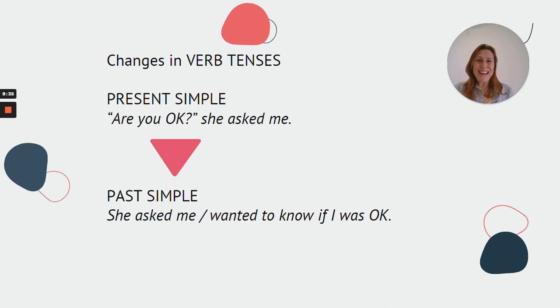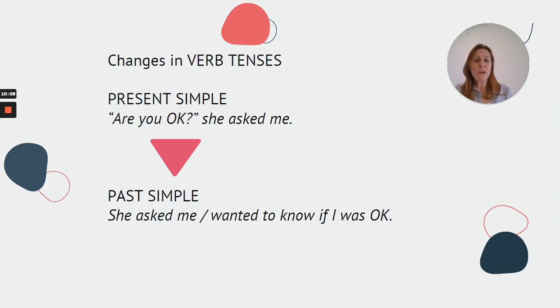So this is a summary, as we have already said, of the usual changes in verb tenses, and the examples are mixed here. We will find statements, questions, and functions, like giving advice or suggestions. From simple present, we change into simple past. So present simple changes to past simple. "Are you okay?" she asked me. She asked me, or she wanted to know, if I was okay.